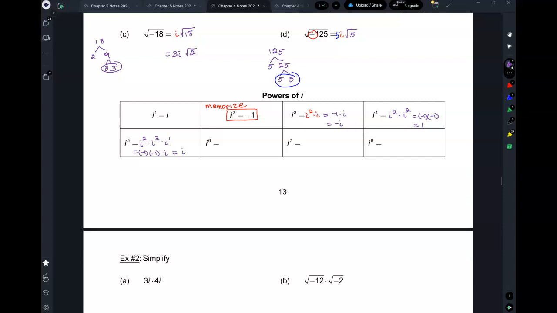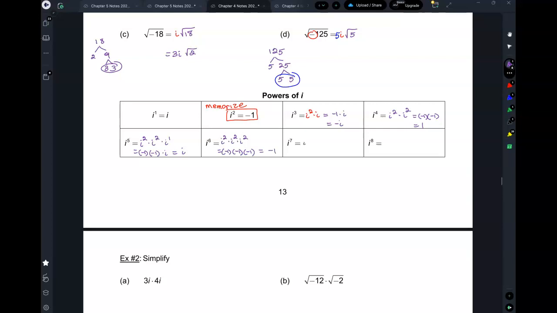Okay? So look, let's split this up by 2's. i squared, i squared, i squared. Right? 2, 4, 6. Each i squared is -1. So -1, -1, -1. How much is it all together? -1.